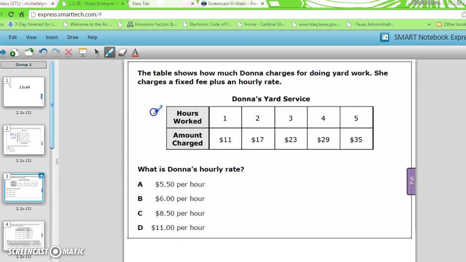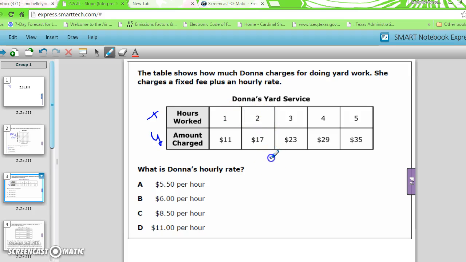Okay, remember when they're on their side, it's still x and then y. Okay, so the table shows how much Donna charges for doing yard work. She charges a fixed fee plus an hourly rate. What is Donna's hourly rate? So how much does she charge per hour? Okay, so you're just going to do y1 minus y2 over x1 minus x2.